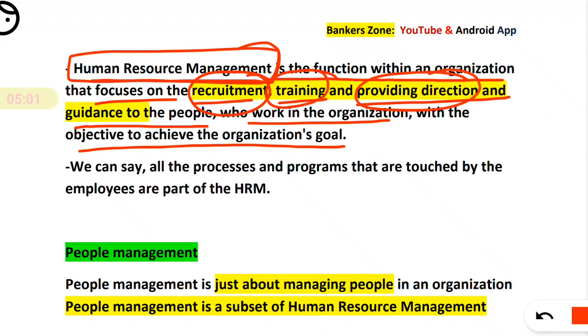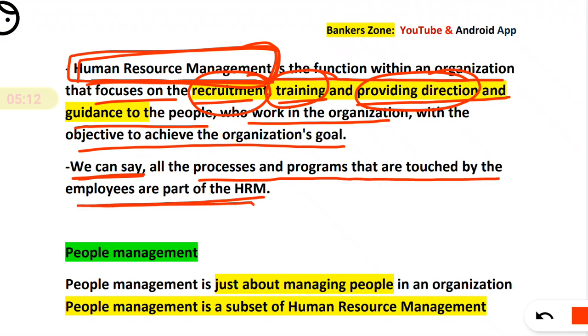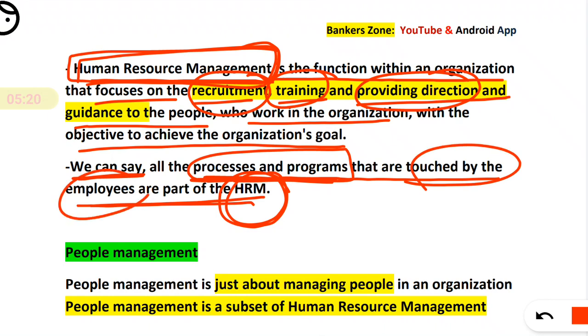That all is part of human resource management. Next, what can we say? We can say that the processes and programs that are touched by the employees are part of the HRM. So what is part of the HRM? All the programs and processes which are touched by the employees are part of the HRM, in simple words.